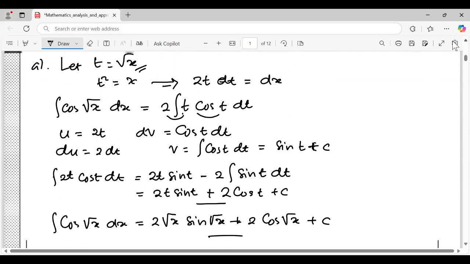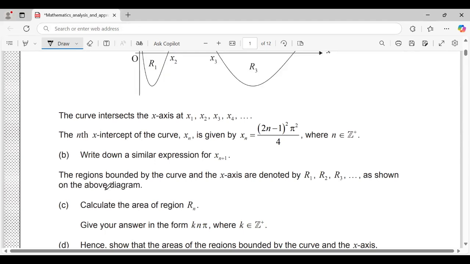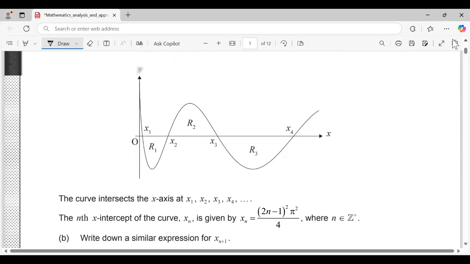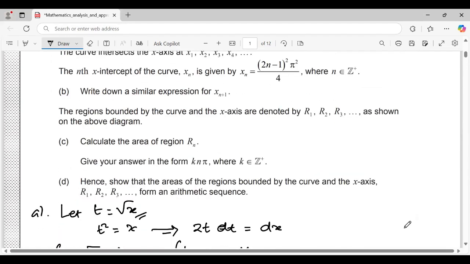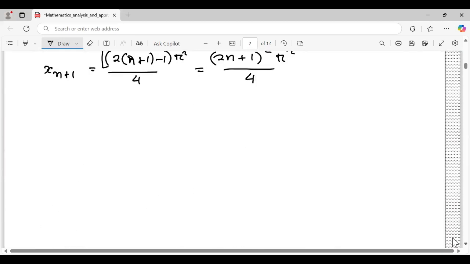Next question. The regions bounded by the curve and the x-axis are denoted by R1, R2, and R3 as shown on the above diagram. Calculate the area of region Rn. Give your answer in the form Kn pi, where K is a positive integer, right?